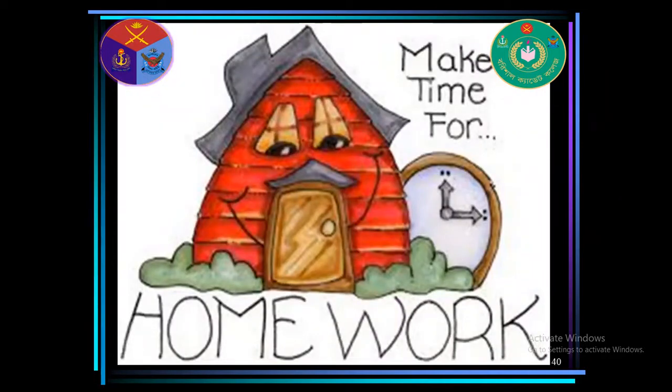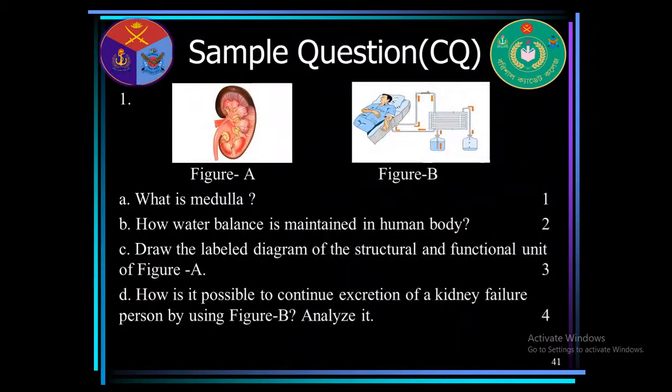Now it's time for your homework. Your first question, what is the medulla? Number B, how is water balance maintained in the human body? Number C, draw the labeled diagram of the structural and functional unit of figure A. So figure A is the kidney, so its structural and functional unit is the nephron. So you have to draw the figure of the nephron and label its different parts.